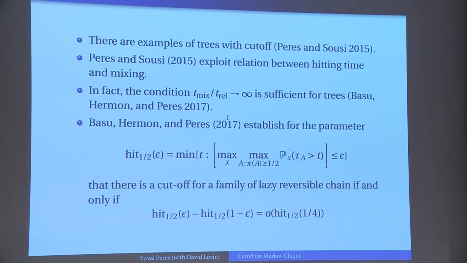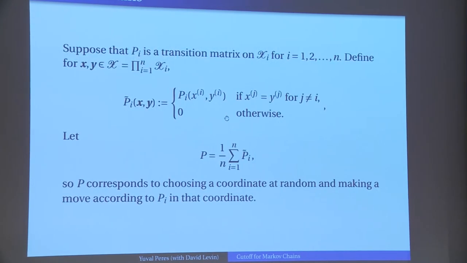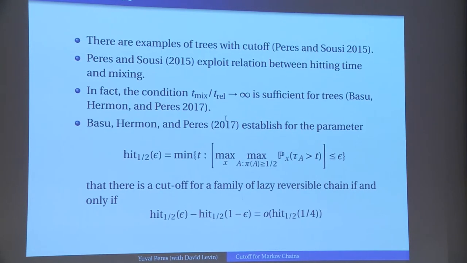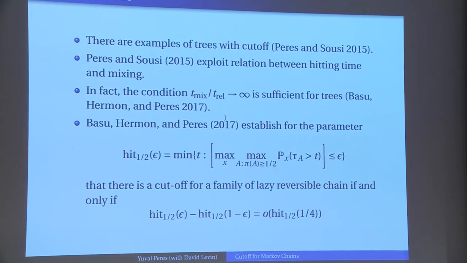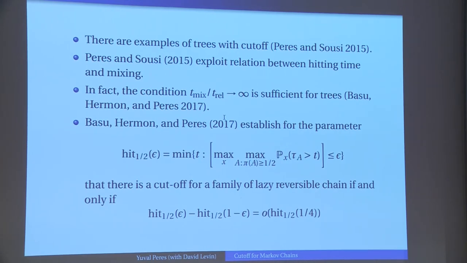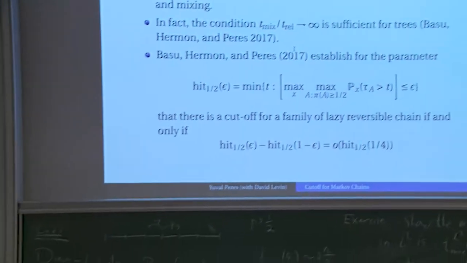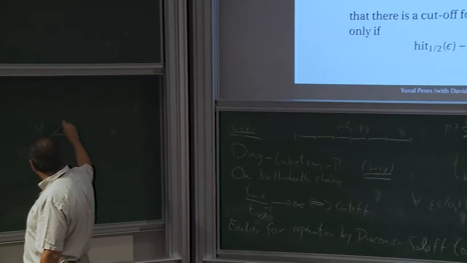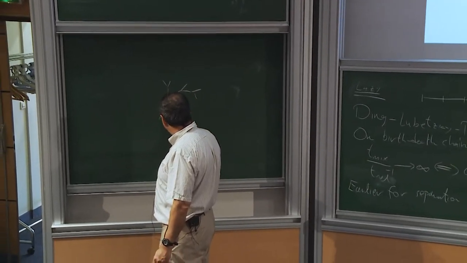about. The reason this sometimes, so this looks like, okay, we replaced one definition by another definition, why is this helpful? The reason is that in some cases, we can more easily identify what are the sets that are hardest to hit as opposed to what are the sets that take the longest to mix. So trees is one such case. And I won't give you the details of this proof, but I just want to illustrate what are the sets that are hard to hit in a tree.